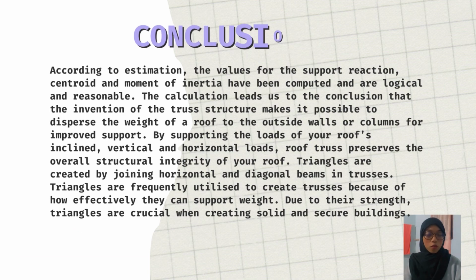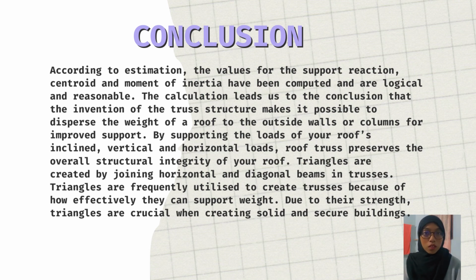The conclusion for the roof structure is, according to estimation, the values for the support reaction, centroid and moment of inertia have been computed and are logical and reasonable. The calculation leads us to the conclusion that the invention of the truss structure makes it possible to disperse the weight of a roof to the outside walls or columns for improved support.